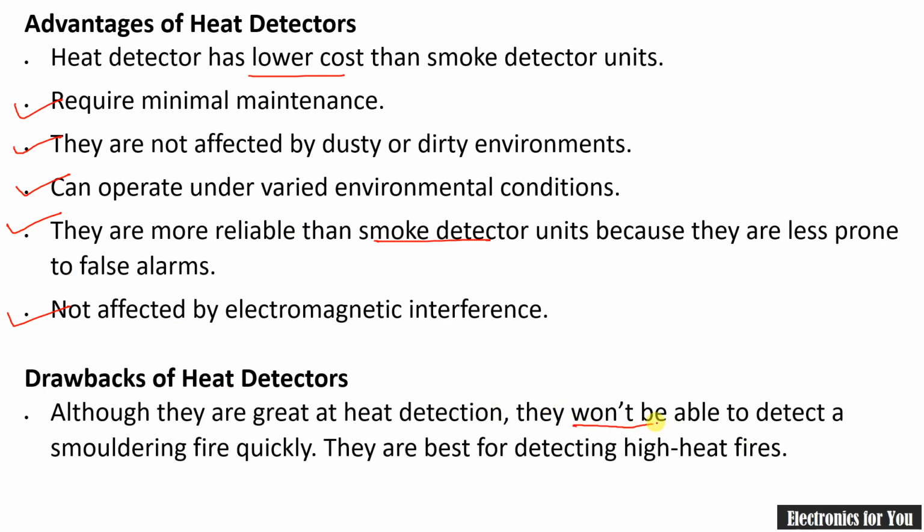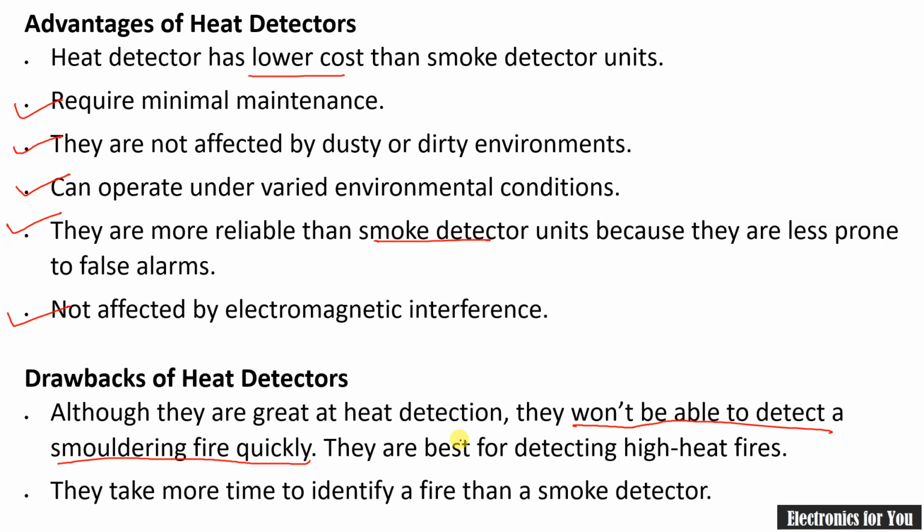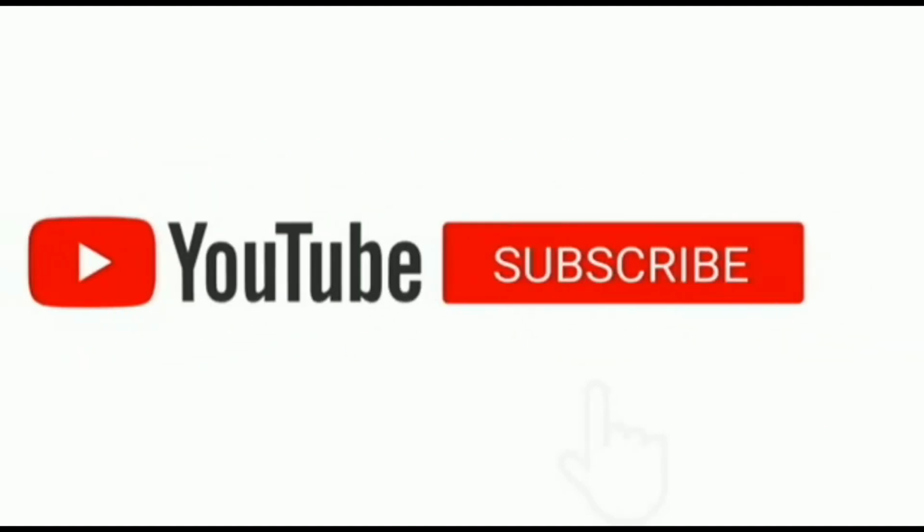Now let's see the disadvantages of heat detectors. They are not able to detect a smoldering fire quickly, and this is a disadvantage of heat detectors. Also they have a thermal lag, or we can say they are slower compared to smoke detectors. So these are the drawbacks of heat detectors.